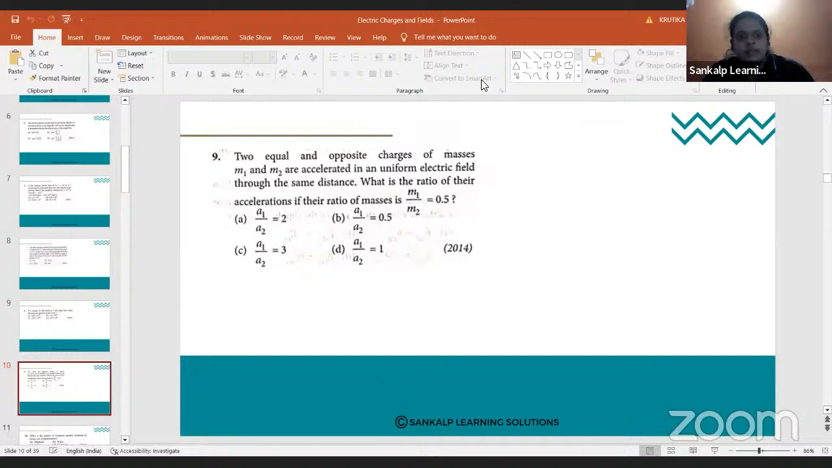In the options: a1 by a2 is equal to 2, a1 by a2 is equal to 0.5, a1 by a2 is equal to 3, then a1 by a2 is equal to 1. You might make a small mistake here, and the answer will go wrong. So whenever a ratio type question is there, you should be careful. Okay, so let us see the solution.